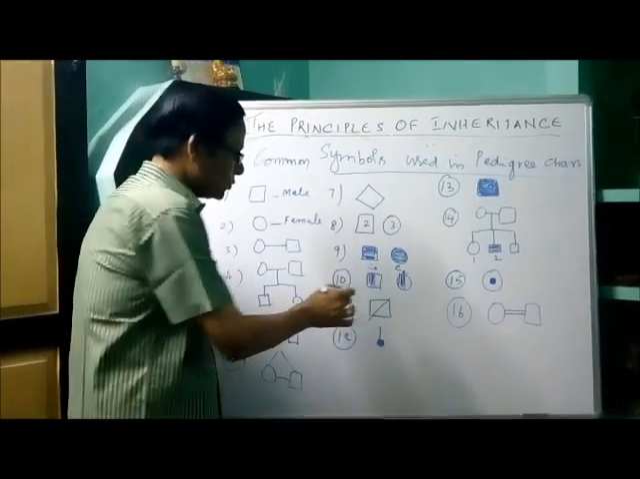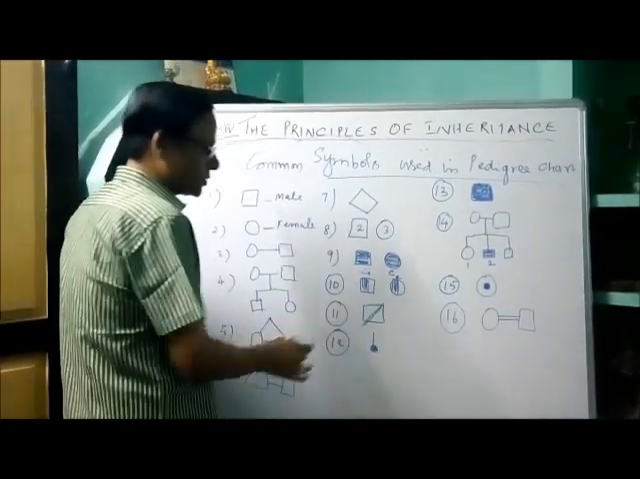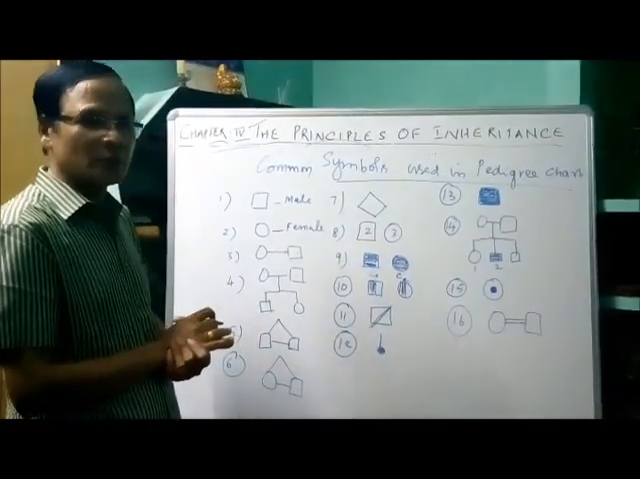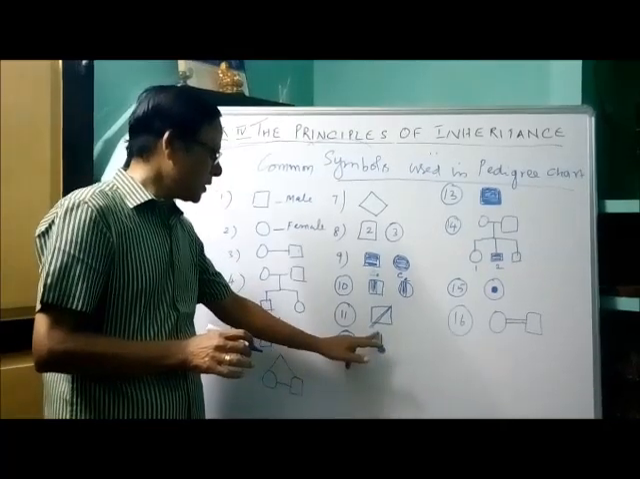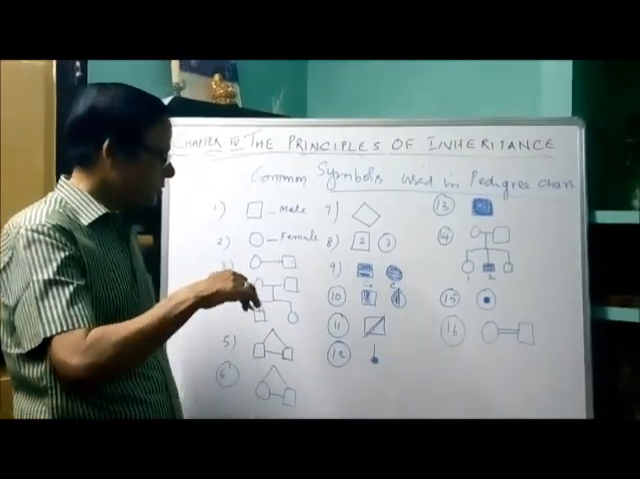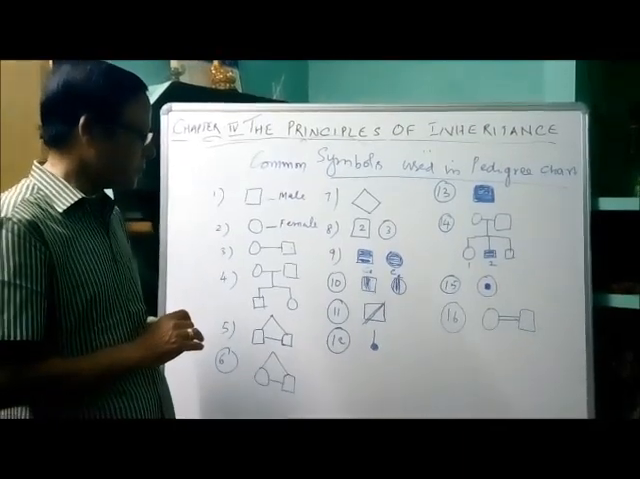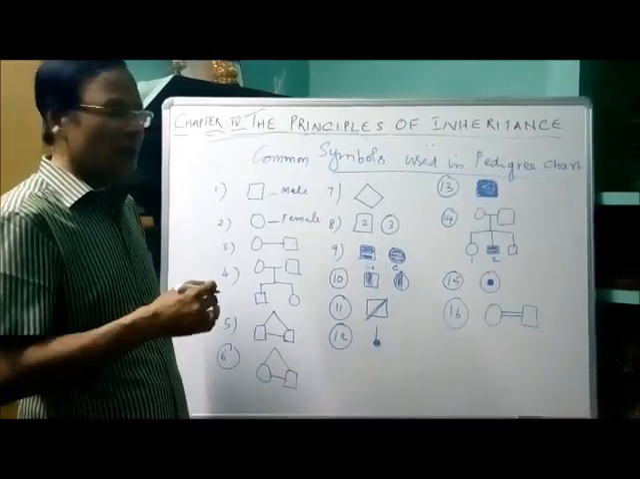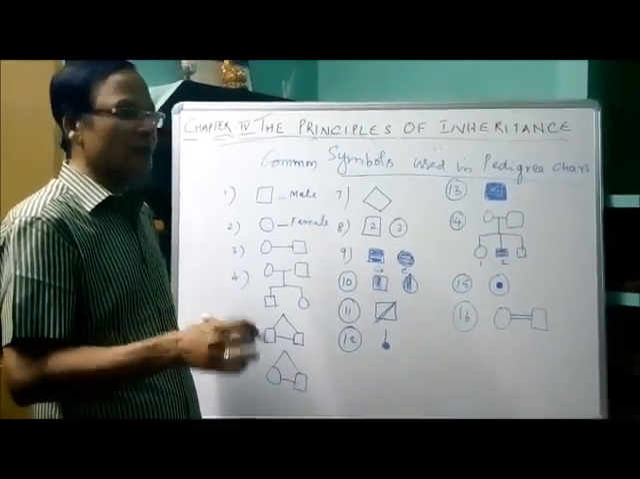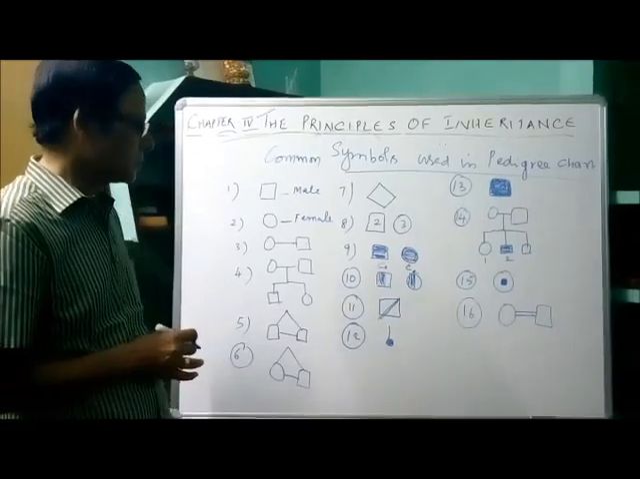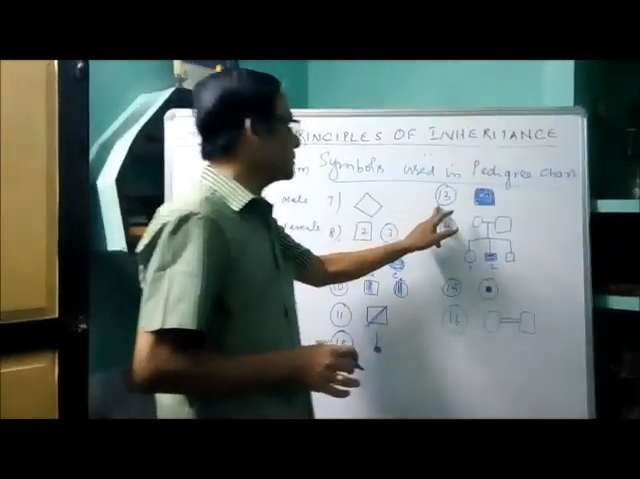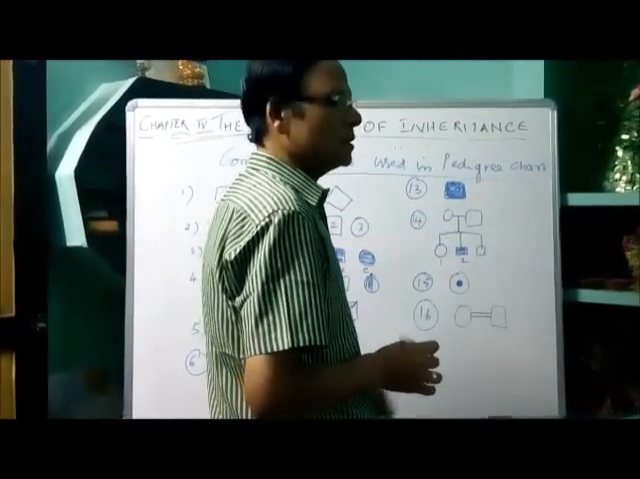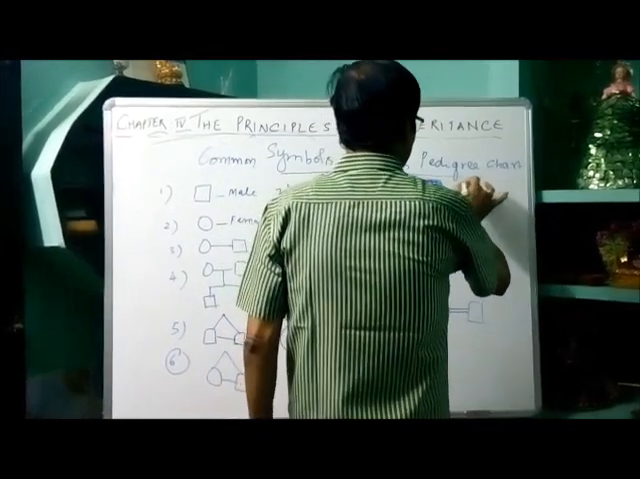Now this one, if you draw a diagonal line across a square, that shows the death of the individual. And in this one, the line is drawn and yet we have a small circle shaded, indicating the abortion of the fetus, abortion or stillbirth. The meaning of stillbirth is that a child is born dead. That's called stillbirth, the abortion. And here the 13th one, once again similar to this one, but here we are using it like this. And there you see that one, this is called propositus.